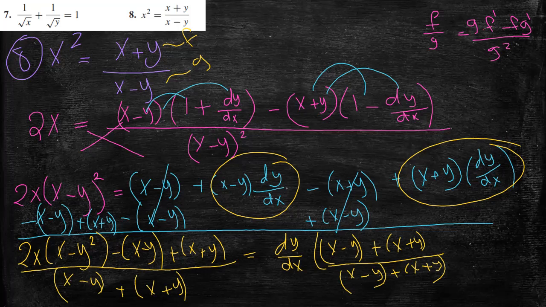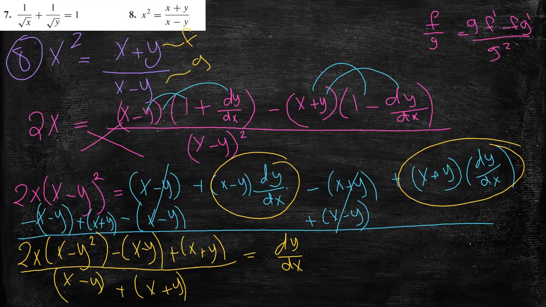They cancel each other. So dy over dx is 2x times (x minus y) squared minus (x minus y) plus (x plus y) over (x minus y) plus (x plus y). Is it clear? Actually, yes. Not x minus y squared, all of it is squared. 2x times (x minus y). You mean this squared is here outside? Yes. Okay.